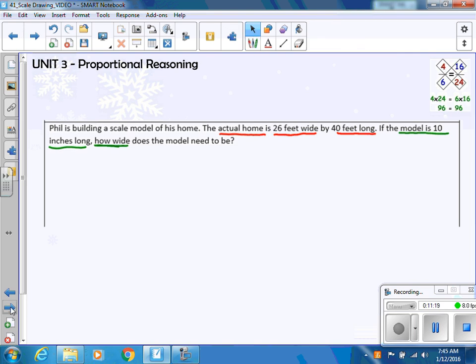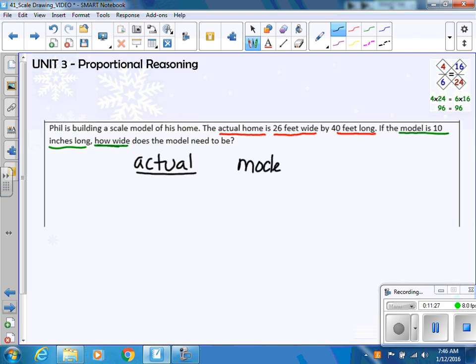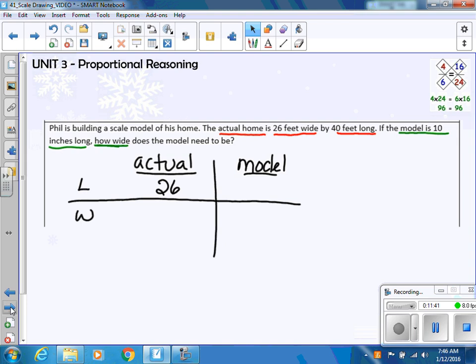So again, I'm just going to set it up. We've got the actual, that's given to us, and we've got the model. And the two things that we're comparing is the length and the width. So let's make this a proportion. The actual home is 26 feet wide. Oops, I got that wrong. Easy mistake to do.